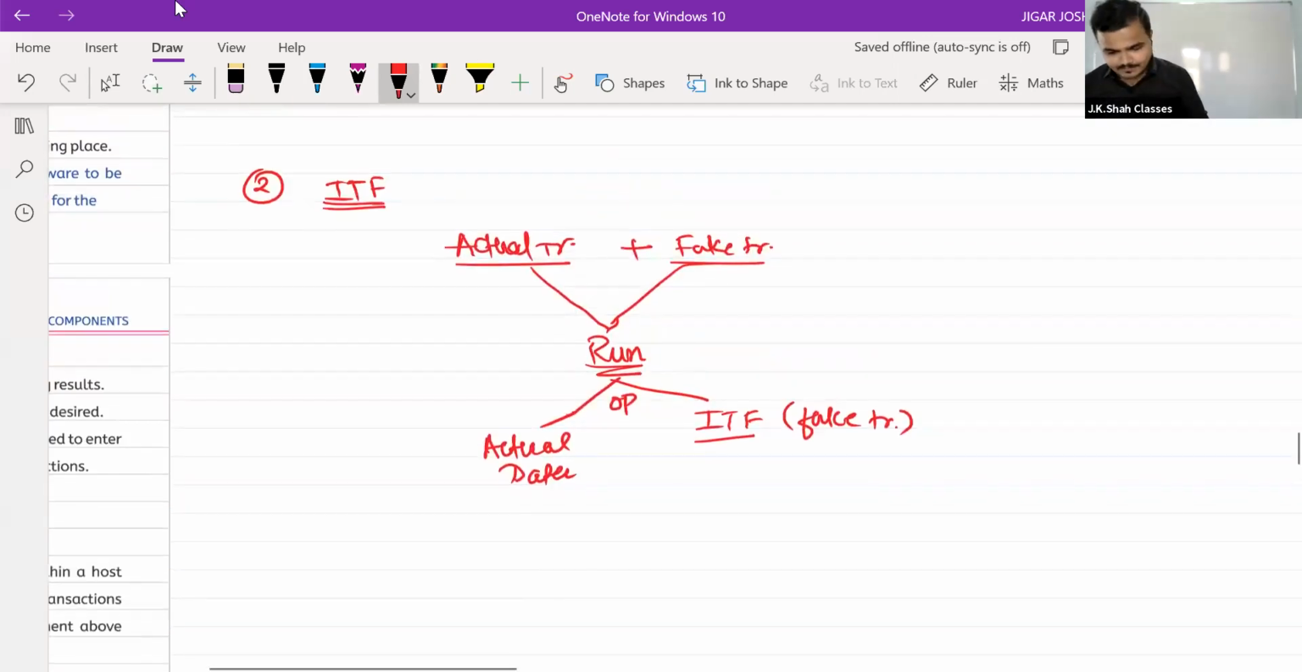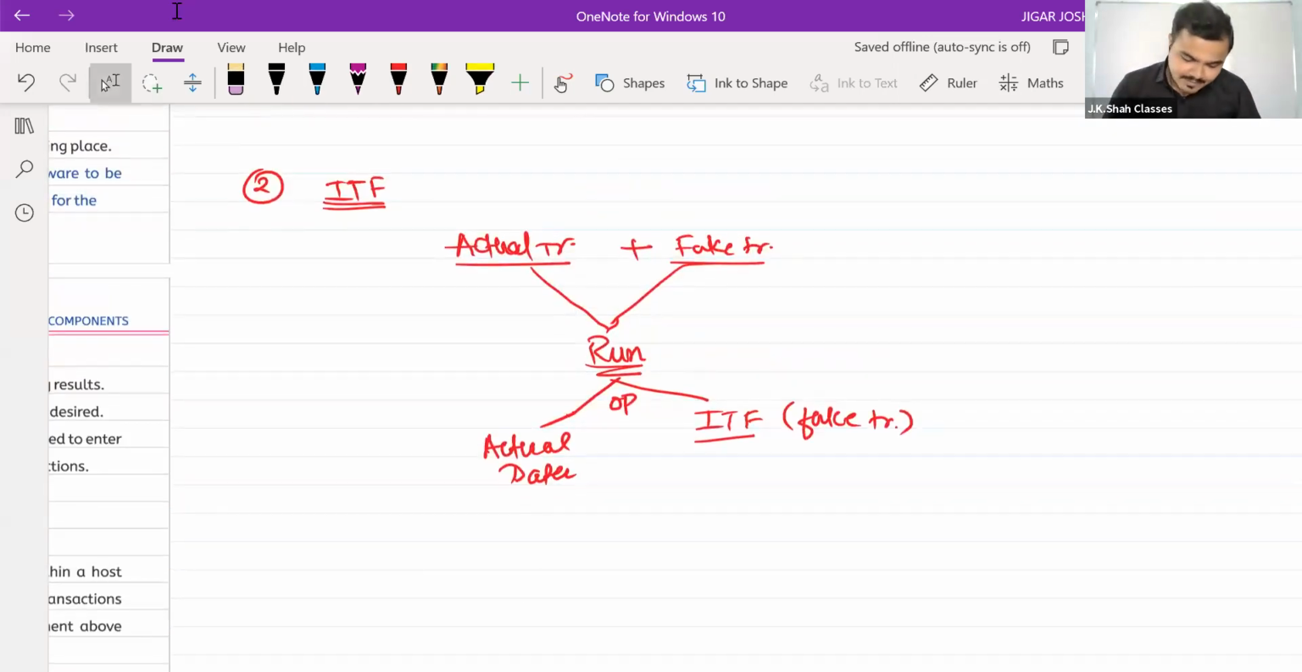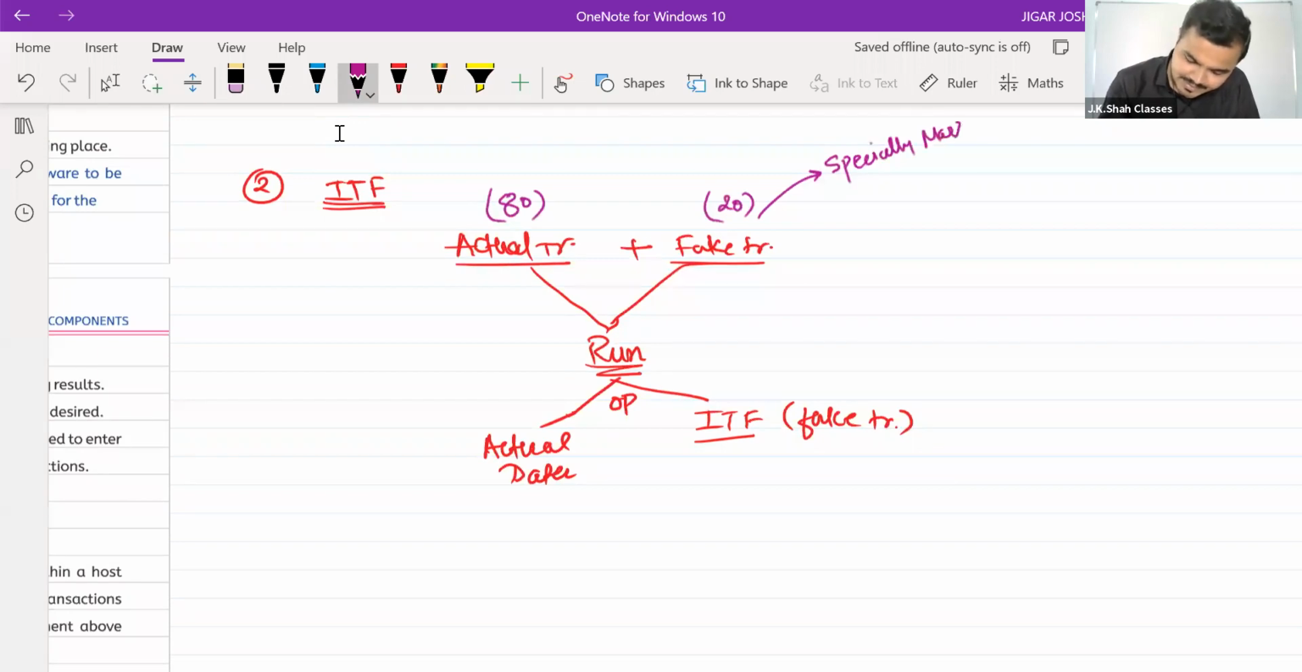Agree? Yes, sir. Now, my dear chartered accountants, tell me, during the process, you said 80 are actual transactions and 20 are fake transactions. Agree? Yes, sir. So 80 transactions are actual and 20 are fake. You know these 20 transactions also. Sir, why or how? Let me tell you. These fake transactions will be specially marked. Understood? Yes. That means they will be specially tagged so that it can be easily identified that these are the fake transactions.